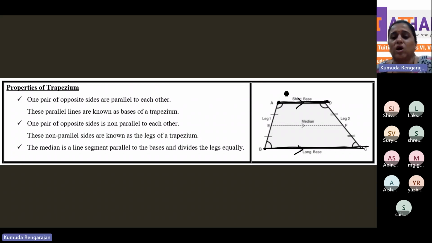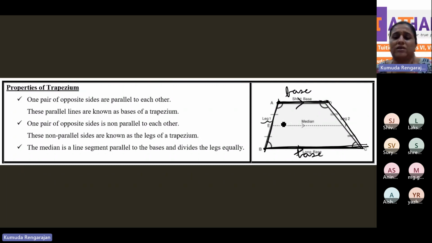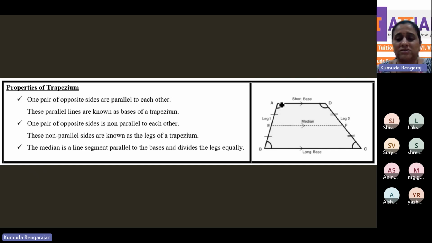Those parallel sides are called the bases. Whichever is longer is the longer base, the other one is the shorter base. The other two sides are called the legs of a trapezium. There is nothing like leg 1 as an official name; just to understand, if you call this one leg 1, then this is leg 2. It's not a name given to those particular sides.